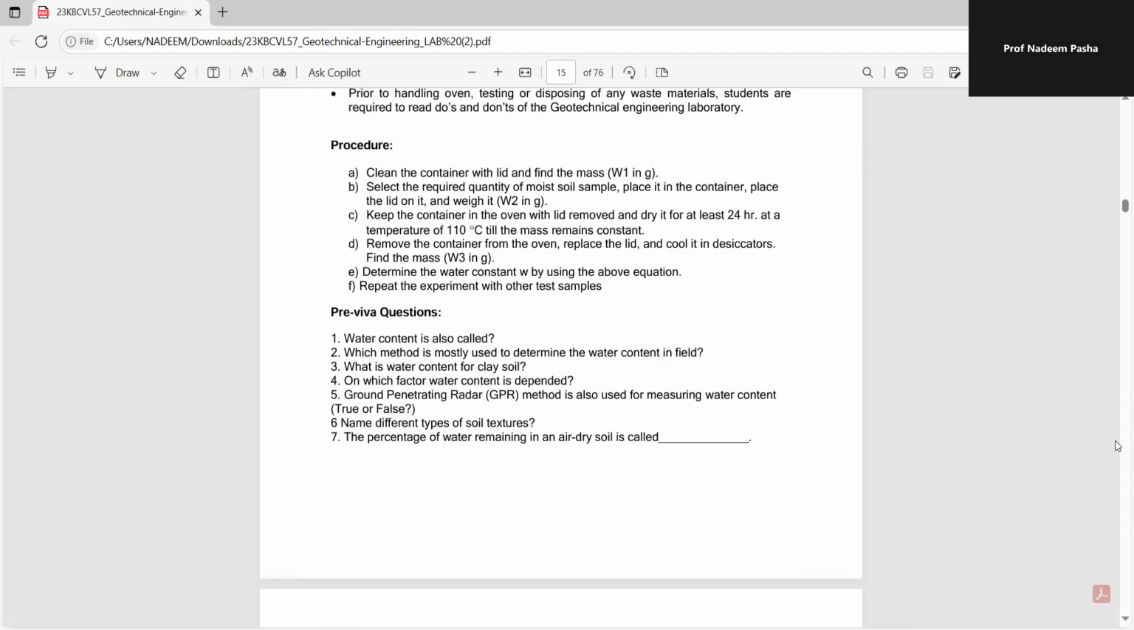Ground penetrating radar method is also used for measuring water content. False. Name different types of soil structures. Flocculent structure, dispersed structure, honeycomb structure, single grained structure, different types of structures are there. The percentage of water remaining in an air dry soil is called percentage air.